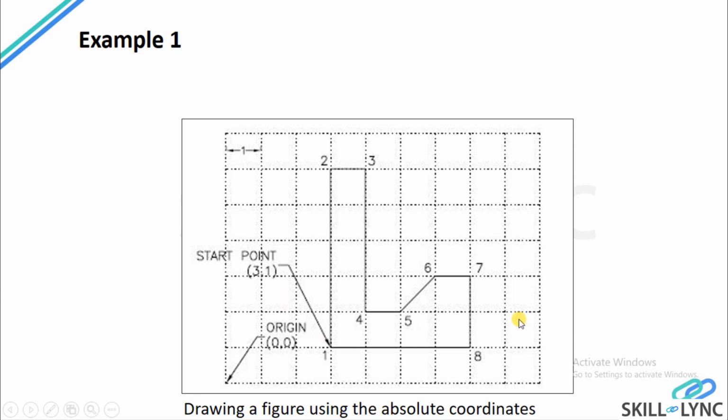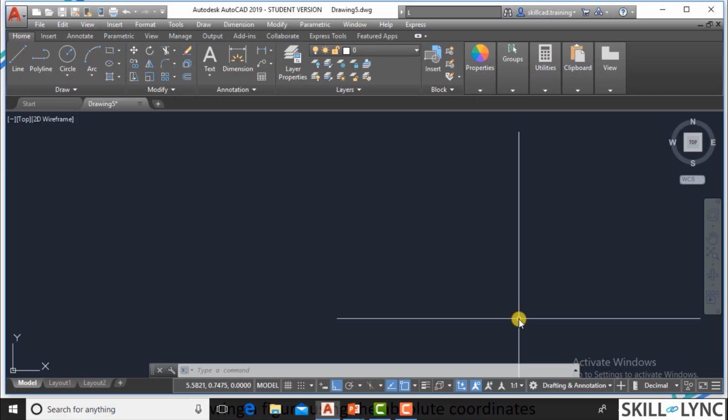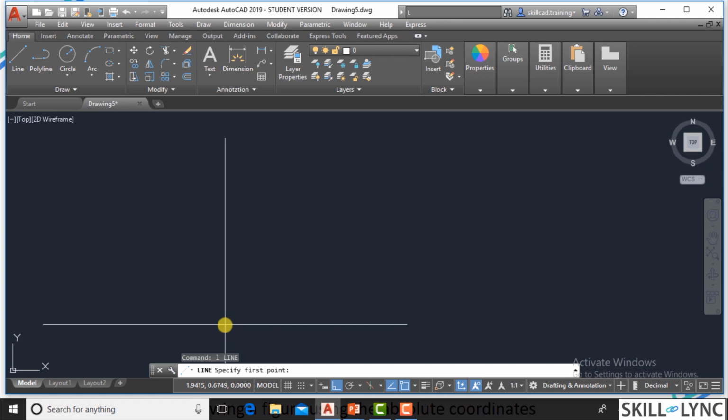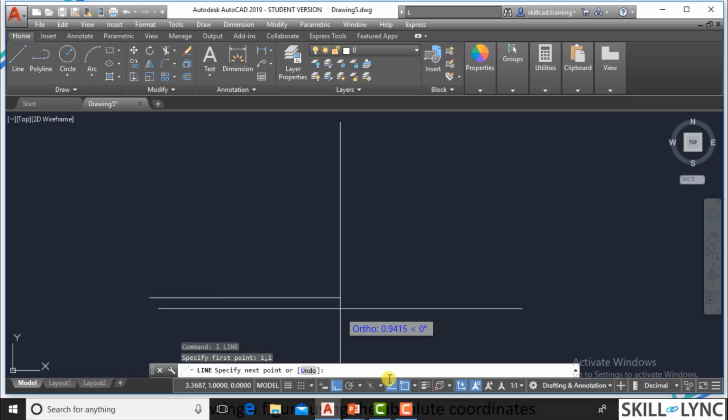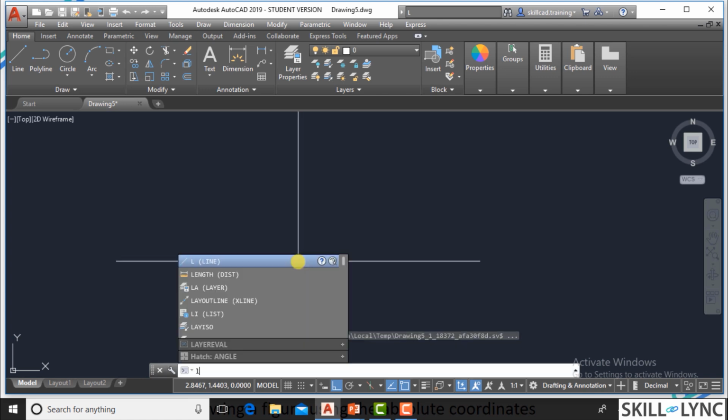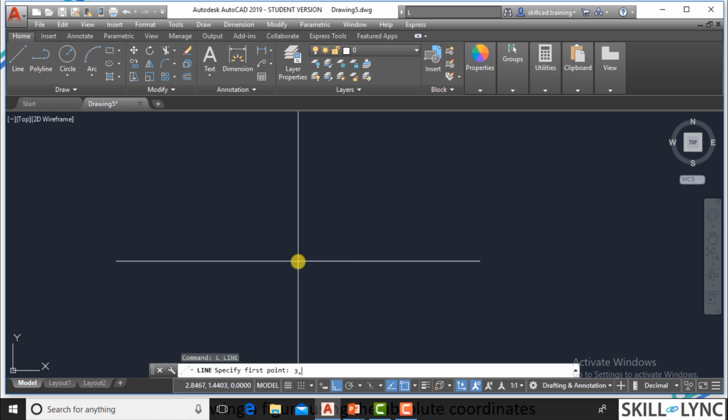You take a pencil and a page, you sketch it and put the coordinate points. It will help you to understand. So let's start working on it and see how we can draw it. You have the line tool, and it is 1, 1. No, it is 3, 1. So let's undo it. Let's start with a fresh tool, L. So it says 3, 1.